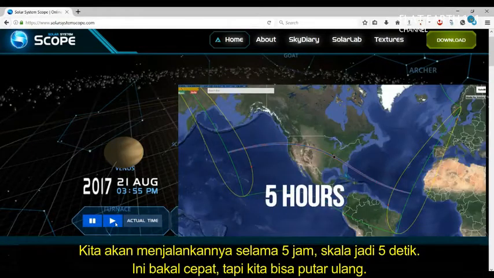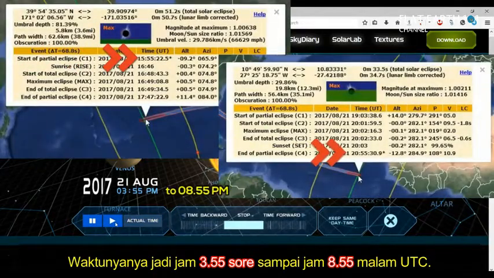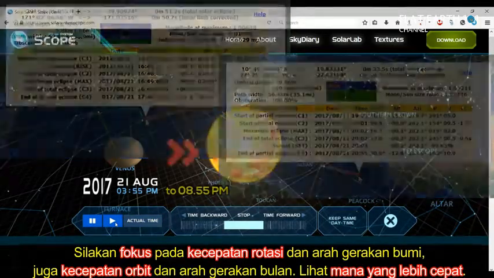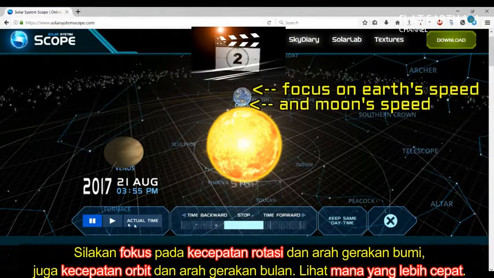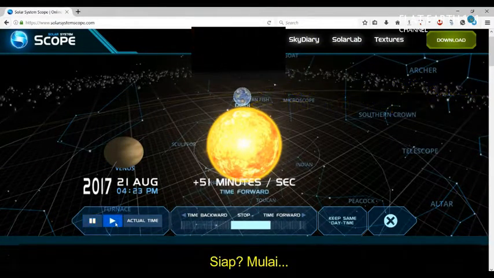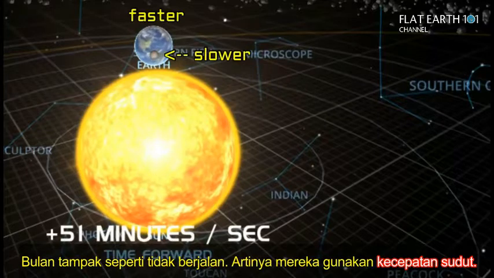It's gonna be quick, but we can replay it. The time will be 3:55 p.m. to 8:55 p.m. Please focus on the Earth's rotation speed and direction, also the Moon's orbital speed and direction. See which one is faster. Ready? Go! You see that the Earth's rotation is faster. Let's zoom in. The Moon is almost like not moving.